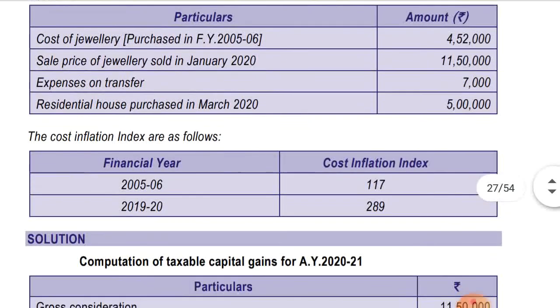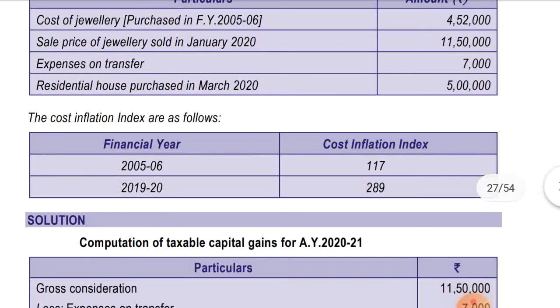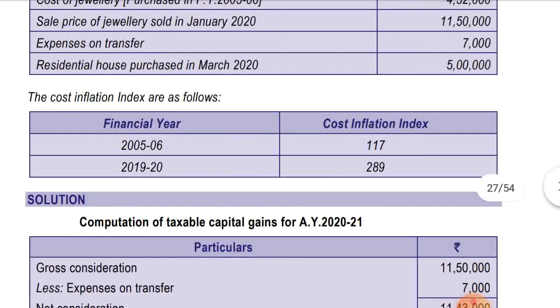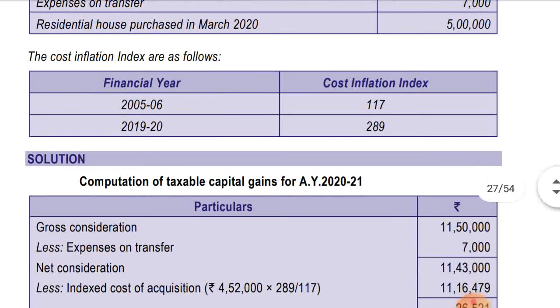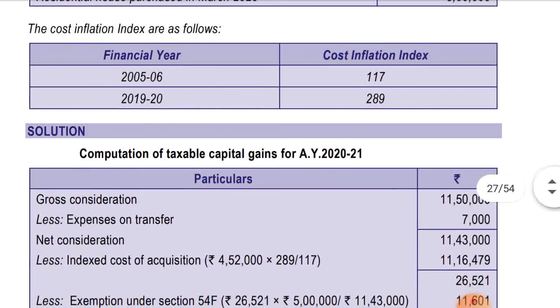Okay, so the cost inflation index values are as follows: the base year is 117, and financial year 2019-20 is 289. So let's see the solution. Computation of taxable capital gain for the assessment year 2021.